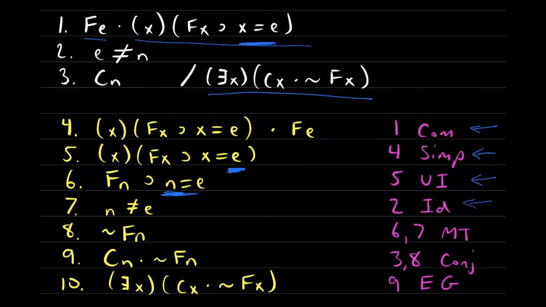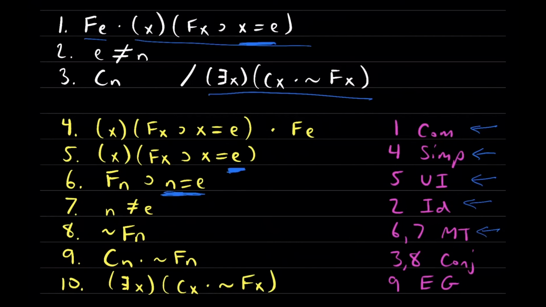Now, I want you to take a look at the relationship between line 6 and line 7. Line 7 says n is not identical to e. But the consequent of the conditional in line 6 is that n is identical to e. So because we have the negation of that consequent, we know that the negation of the antecedent has to be true according to modus tollens, which is one of the rules you should have down pat by now. So on line 8, we know that the antecedent Fn has to be false, or not Fn. And that comes from lines 6 and 7 by modus tollens.